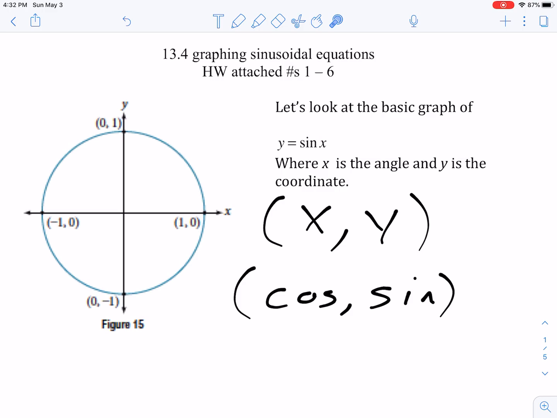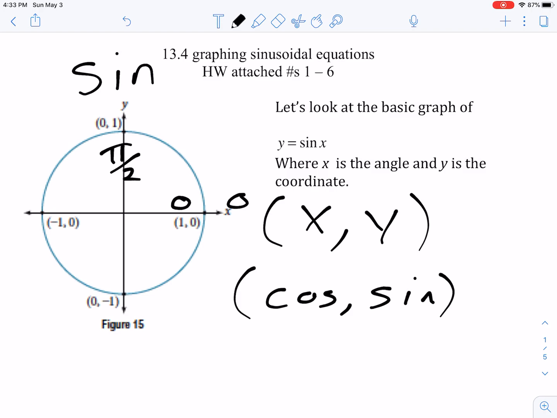So let's take a look at this real quick. I'm going to graph sine first. So here we go. This is at 0 degrees. What's the sine at 0 degrees? Well, it's the y value. What's the y value here? It's 0. Okay, what's the sine at pi over 2?